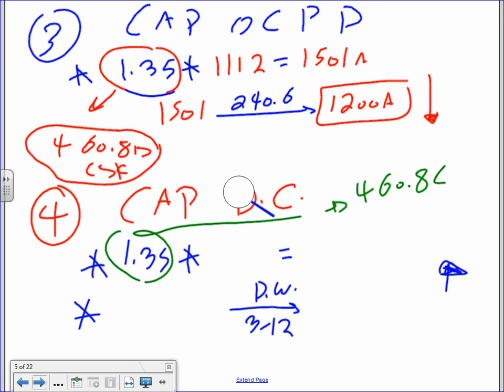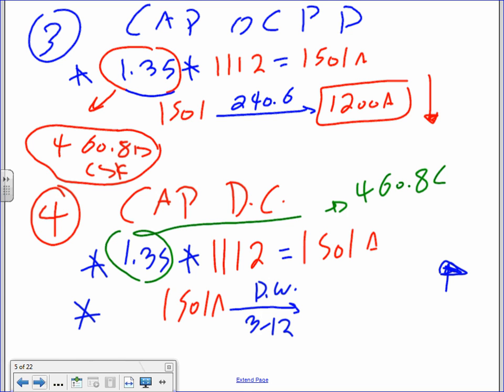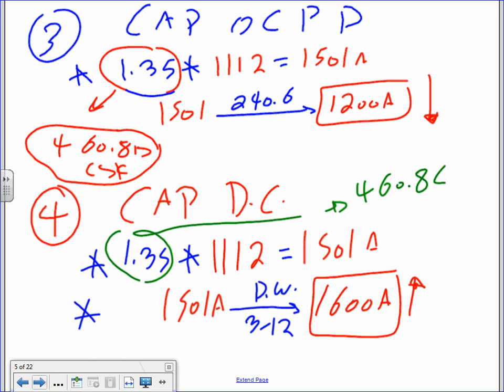Okay, so capacitor disconnect. The same calculation. 1112 will give you 1501 amp. You take the 1501 amp, take it to DeWalt, and that will give you, I think, 1600, right? So that will give me a disconnect of 1600. You go up on this one. Your disconnect will be 1600.